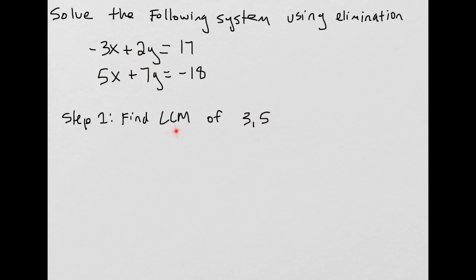So I've written out our first step. We want to find a least common multiple between 3 and 5. So I think 15 is going to be that least common multiple. The next step then is I want to multiply the top equation and the bottom equation by whatever number it takes for me to get to either positive 15 or negative 15. So that's going to be my second step.